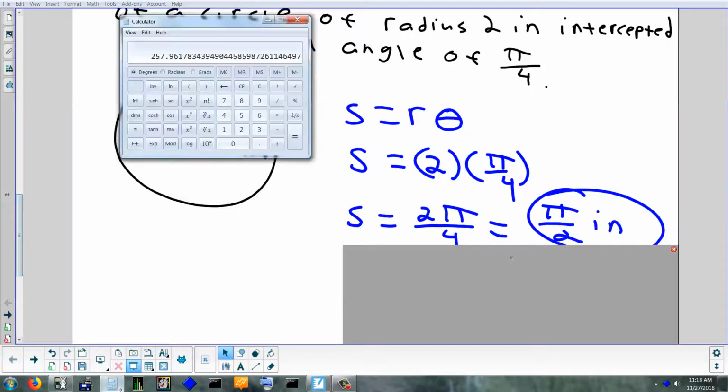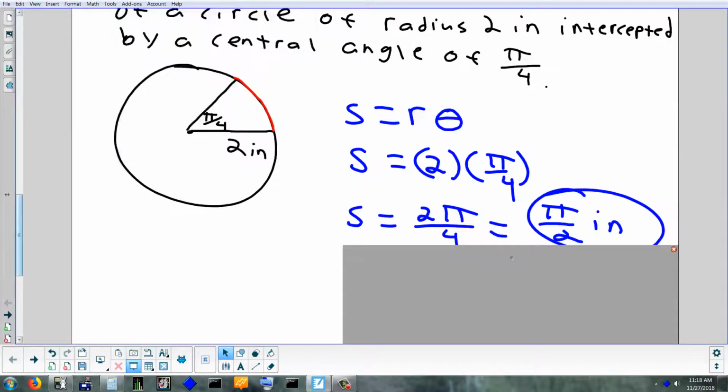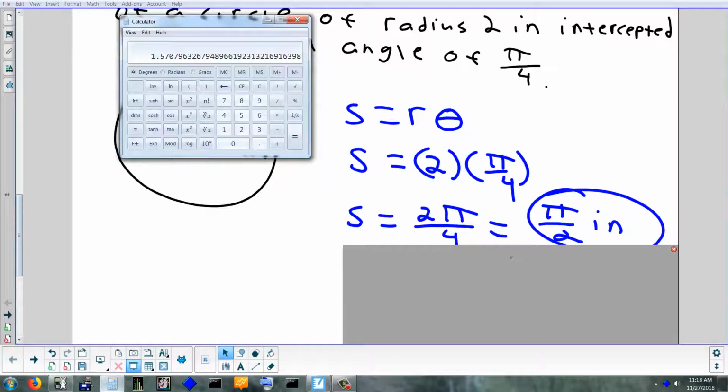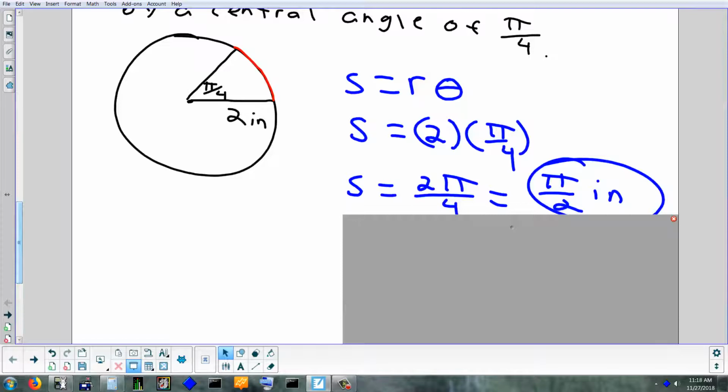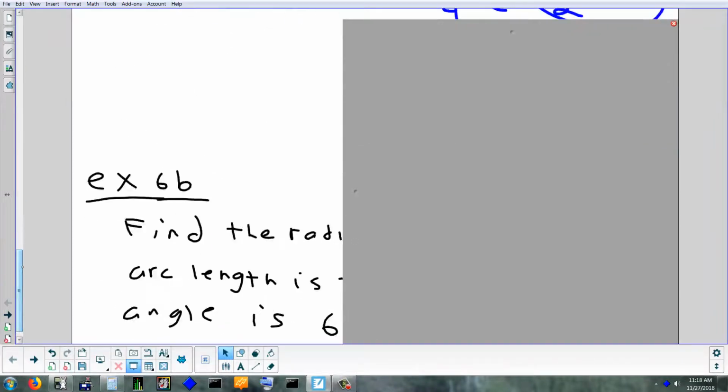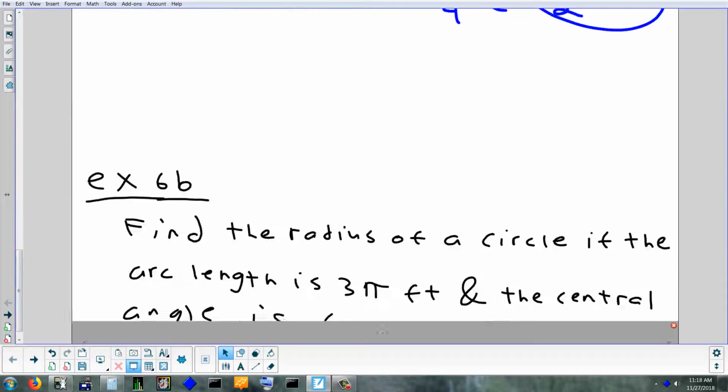So if you wanted to know roughly how long that is as a decimal, it's about 1.57 inches in the circle with that angle. Most of the time, they're not going to ask you to change that to a decimal. But if they did, that's how you do it. Any questions on that one? All right. Let's try this one.